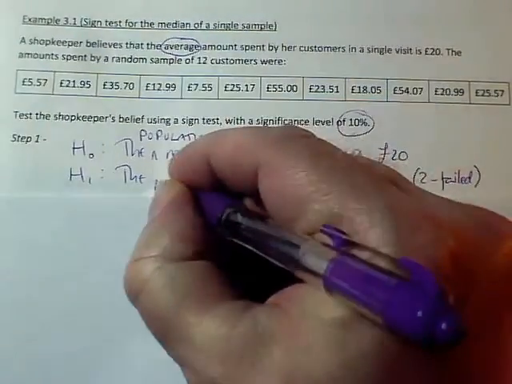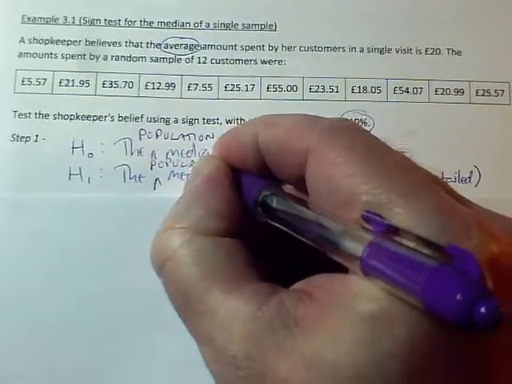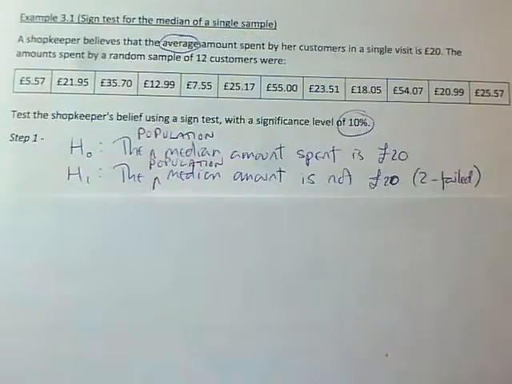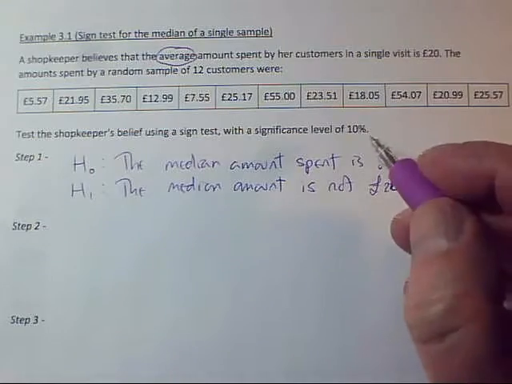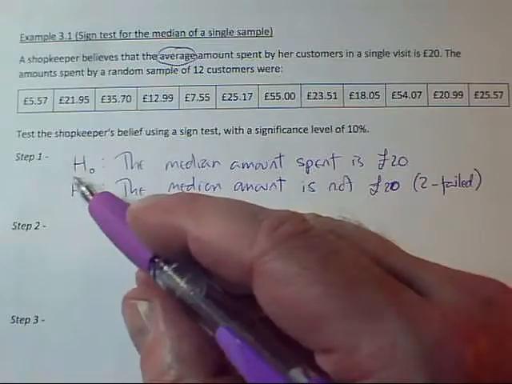And again, I should have population median. They may not give you the mark for just saying median by itself. You need to say population median. Okay, and I need to know the significance level is 10%. We'll come to that later. Right, so that was step one, the hypothesis.